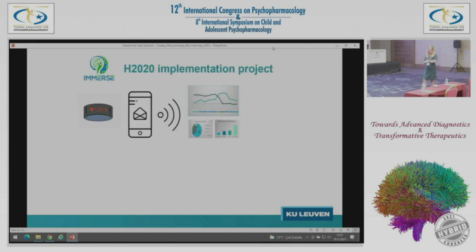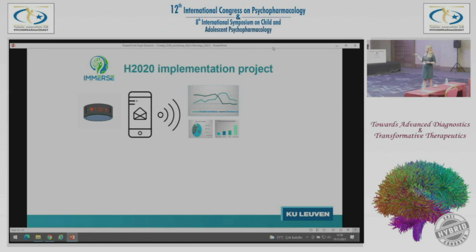So just to end off, what we have currently done is, we've tested this, we have talked to clinicians and patients, but then the next question is how to get it really into the clinic. And so we were very lucky to receive a Horizon 2020 implementation project.